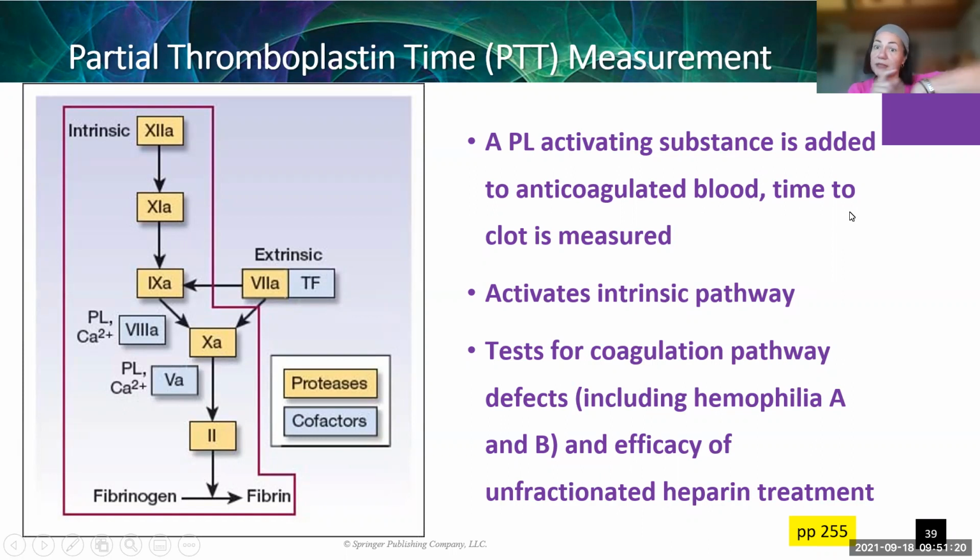And then again, you're timing, how long does it take for a clot to form? And so this is activating this intrinsic pathway. So you're looking for problems on this side. And as we'll see in a moment, this would catch patients who have hemophilia A or hemophilia B, even hemophilia C, which we're not going to talk about too much. But this is also the test that you need to use if the patient is getting heparin, because heparin is going to impact this side of things.